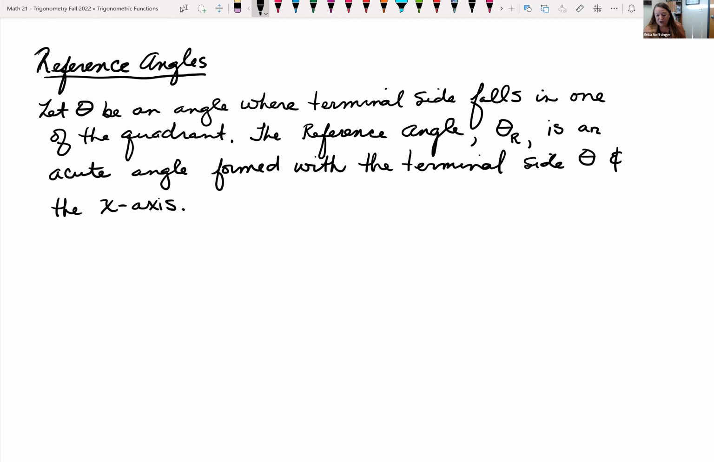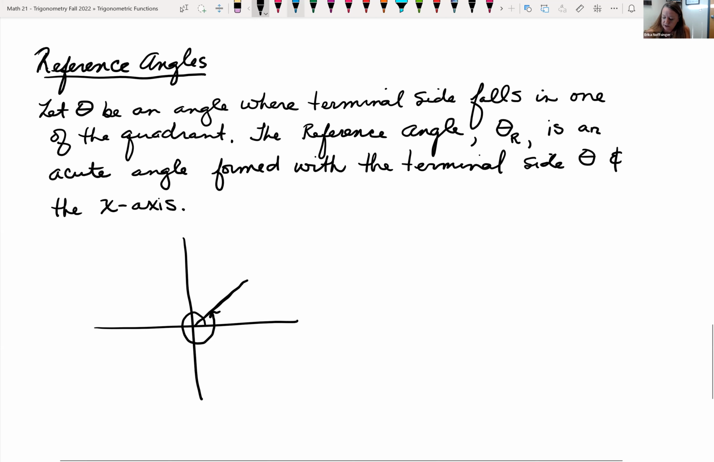Okay, so if we fall in the first quadrant and theta is between 0 and 90 degrees, we're just going to use theta. If for some reason we fall in the first quadrant, but let's say this was the terminal side of theta and we do a rotation, then we would look at the acute, coterminal angle that gives us that same side. So we would have this to be theta here.